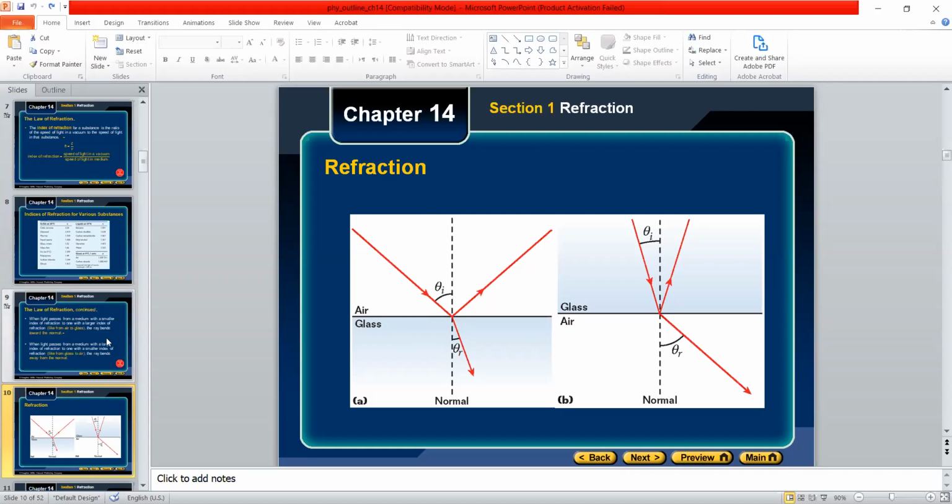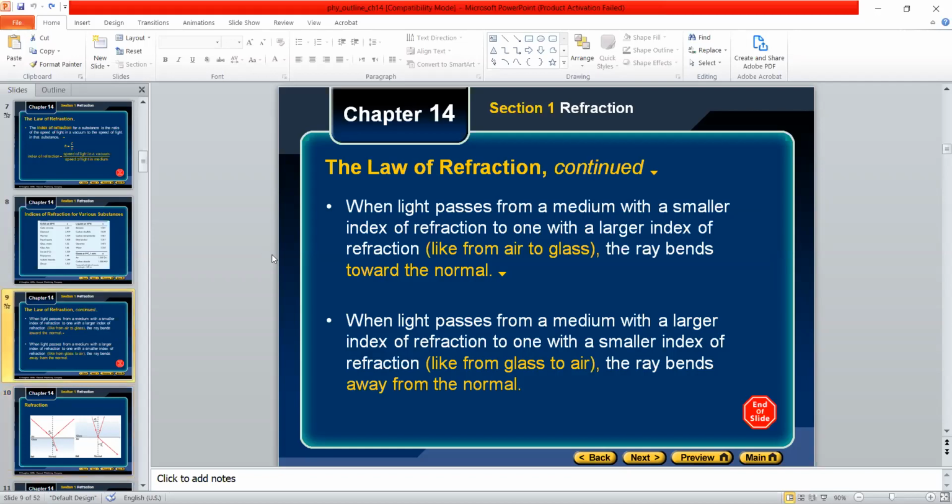And go back to slide number 9. When light passes from a medium with a larger index of refraction to one with a smaller index of refraction, like from glass to air, here we are going to see the main difference between the two cases, that the index of refraction is larger or smaller. So when we go from a larger one to a smaller one, the ray bends away from the normal.